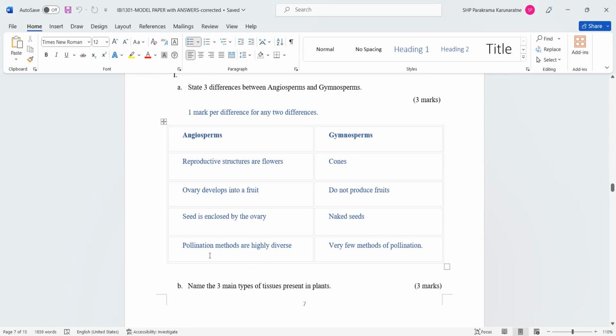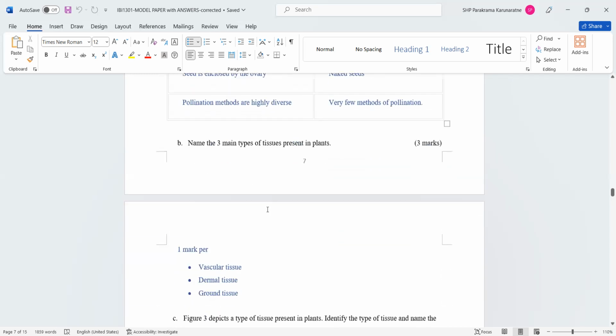And angiosperm pollination methods are highly diverse, and gymnosperms have very few methods of pollination, because in flowering plants you get honeybees coming, they produce honey, and all these things happen. But in gymnosperms, like the example cycad, you don't find these methods. They have simple cones, so they mainly depend on the wind.